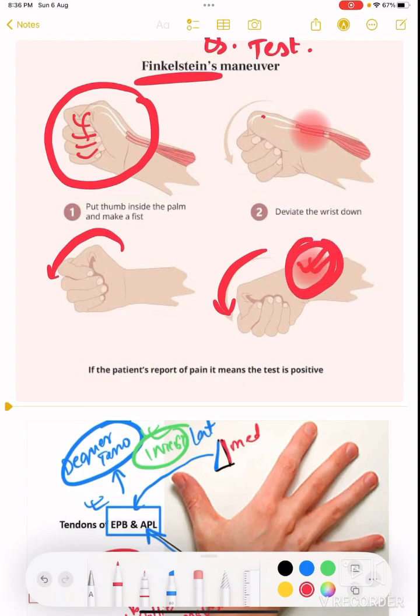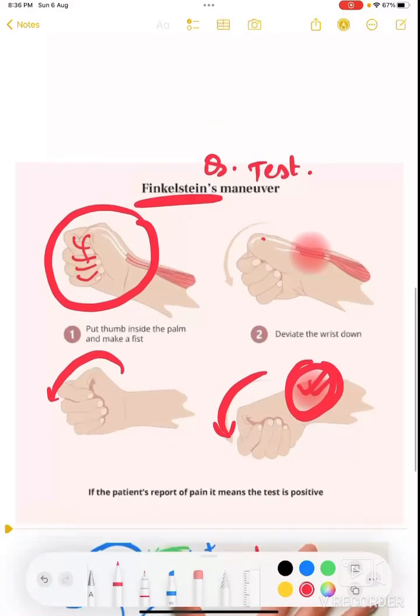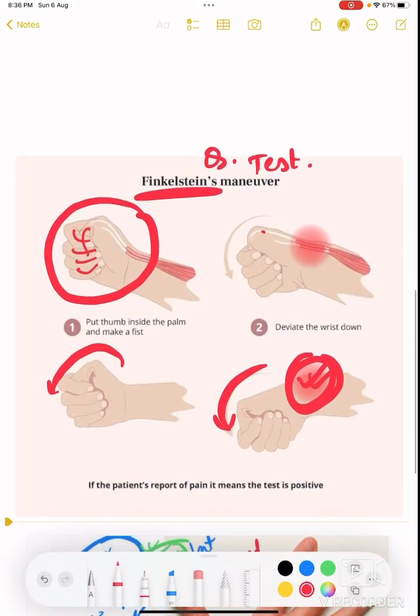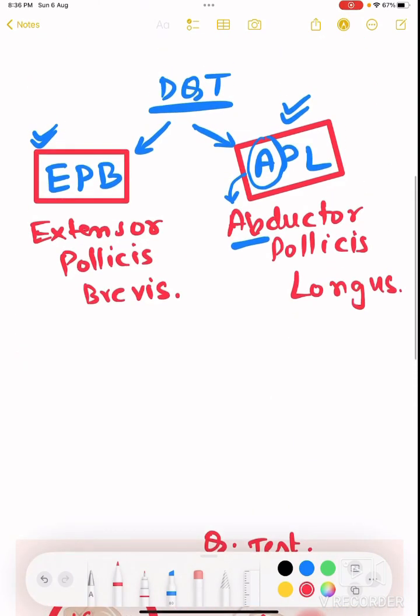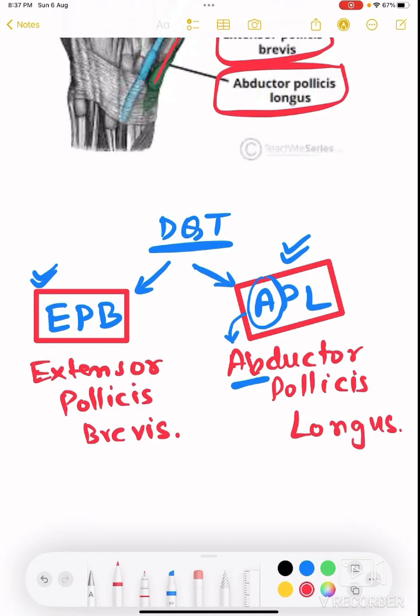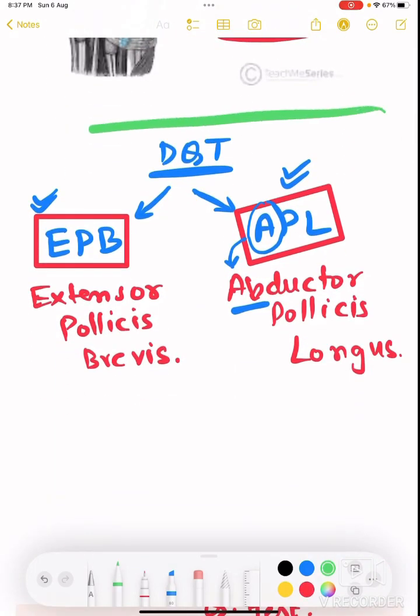If you feel the pain, it means that you have tenosynovitis, which means De Quervain tenosynovitis. Please don't try this at home, right? If you do this and put too much pressure during ulnar deviation, you will make yourself prone to De Quervain tenosynovitis instead of testing. So that's it, guys. This thing was important. Nothing else is important. Thank you.